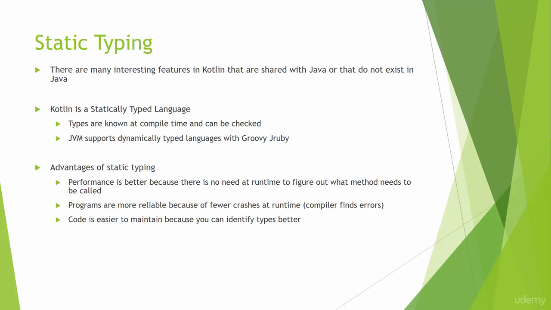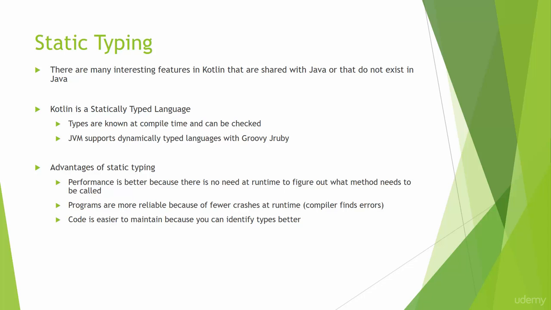Programs are also a lot more reliable because there are fewer crashes at runtime. Instead of runtime finding the error, the compiler finds the error. If you find the error earlier, the program is less likely to crash. What happens with dynamically typed languages is that since the compiler is not checking the type of the data, you may assign number data to a string data. At runtime, the JVM doesn't know how to handle that, so it just crashes. So compile time checking is a big deal.